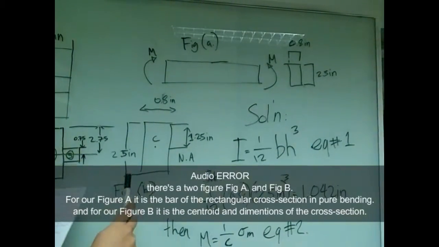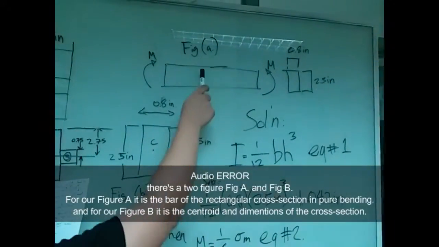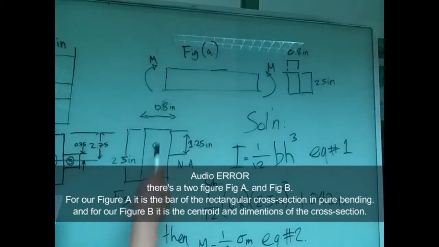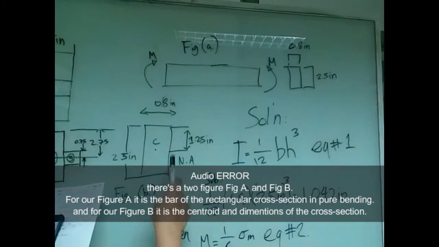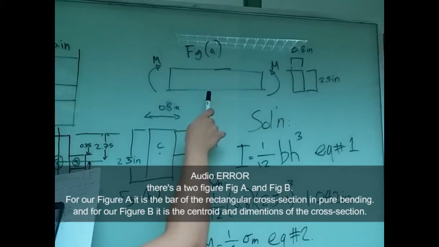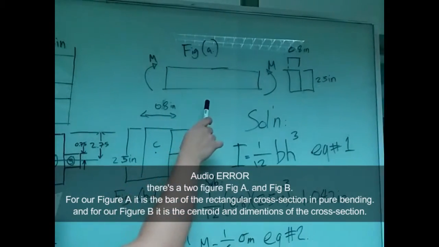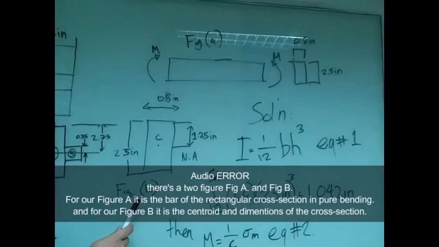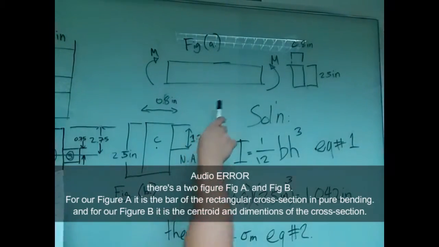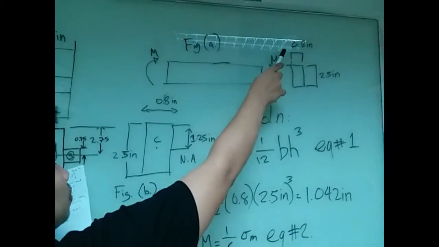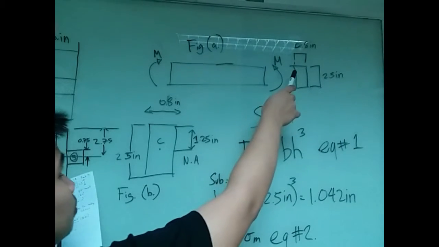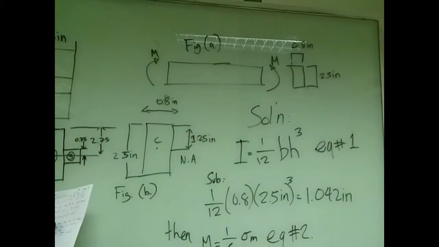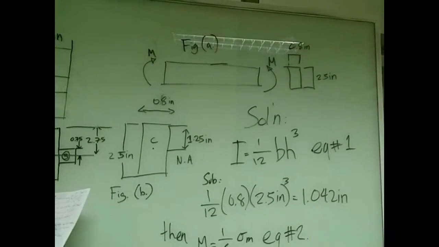So for our first problem, there's two figures, figure A and figure B. For our figure A, this is the bar of rectangle cross-section in pure bending. For our figure B, this is the centroid and dimension of cross-section. So for our rectangle, there's 0.8 inch given for the width and 2.5 inch for the height.